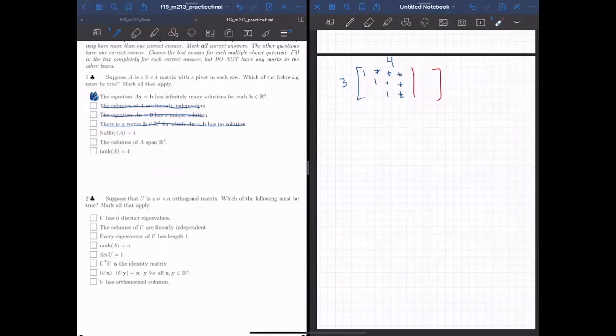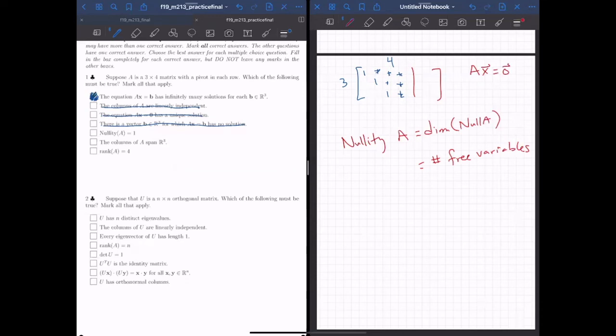The nullity of A is equal to 1. What is the nullity of a matrix? Can someone tell me the definition of the nullity? Isn't it the number of free variables? It's also the space where AX is equal to 0. Yes, the definition is that it's the dimension of the null space, the dimension of the space of all vectors that when you multiply by A, you get 0.